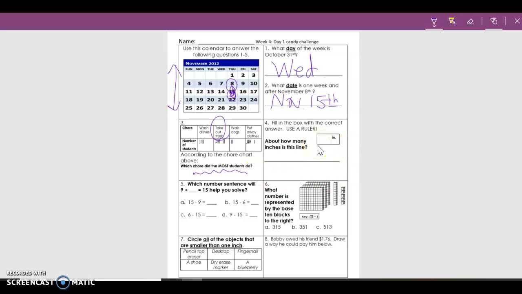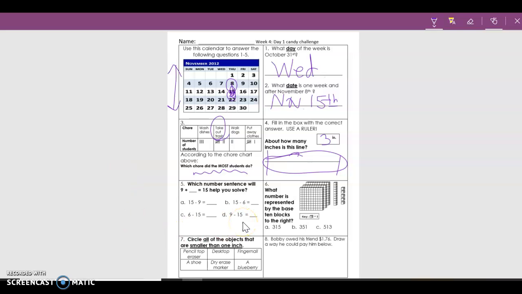Use a ruler. If you don't have a ruler handy, we've taught them that sometimes if you bend your pointer finger and look from your knuckle to knuckle, sometimes that's about an inch. So use whatever you can, or they can take a guess. But when you actually measure this whole line from one side to the other, you get about 3 inches.